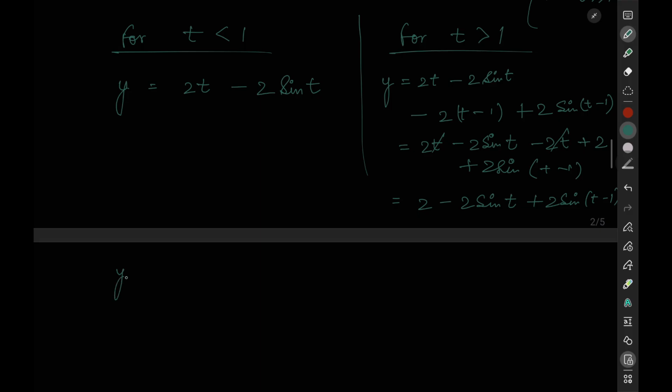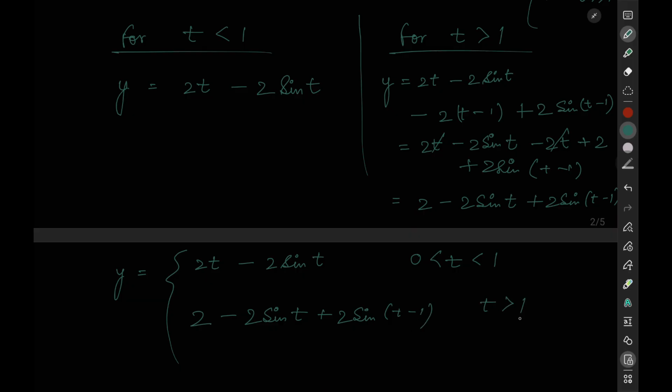So the final solution we can write as 2t minus 2 sine t when t is less than 1 and greater than 0, since in our question t is starting from 0. And the second part is 2 minus 2 sine t plus 2 sine of t minus 1 when t is greater than 1. This will be the final solution.